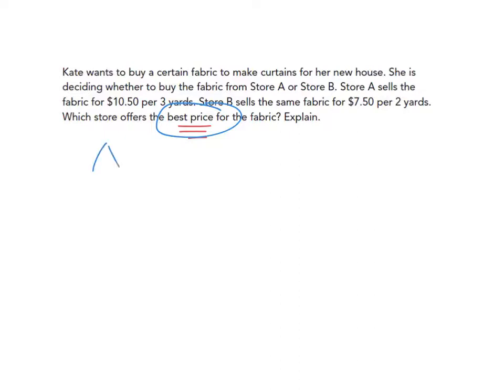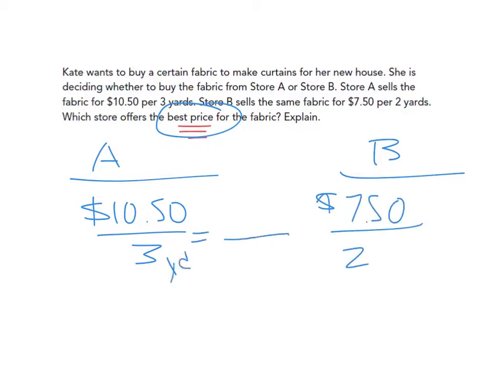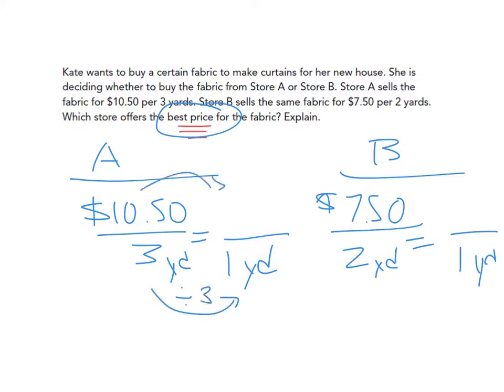So if I know store A, you spend $10.50 for 3 yards, and store B, you spend $7.50 for 2 yards. As long as I can get them down to a single yard, it makes it much easier to compare them. So what I see here is that this is a change of 3. And if I take this and divide it by 3, I'd probably use a calculator. It ends up being $3.50 per yard.